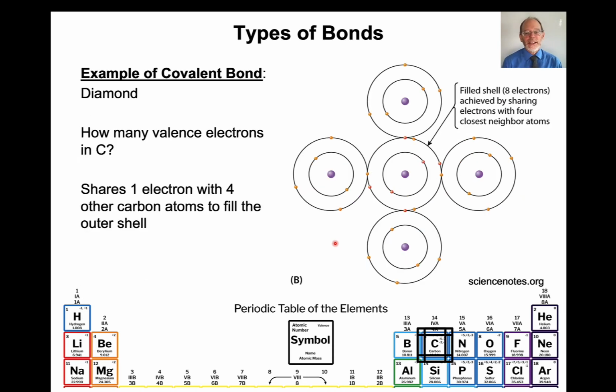Diamond is a good example of a solid with very strong covalent bonds. There are 4 valence electrons in each carbon atom. It would like to have 8. So each carbon atom will share 1, 2, 3, 4 electrons with neighboring atoms to form a very, very stable compound.